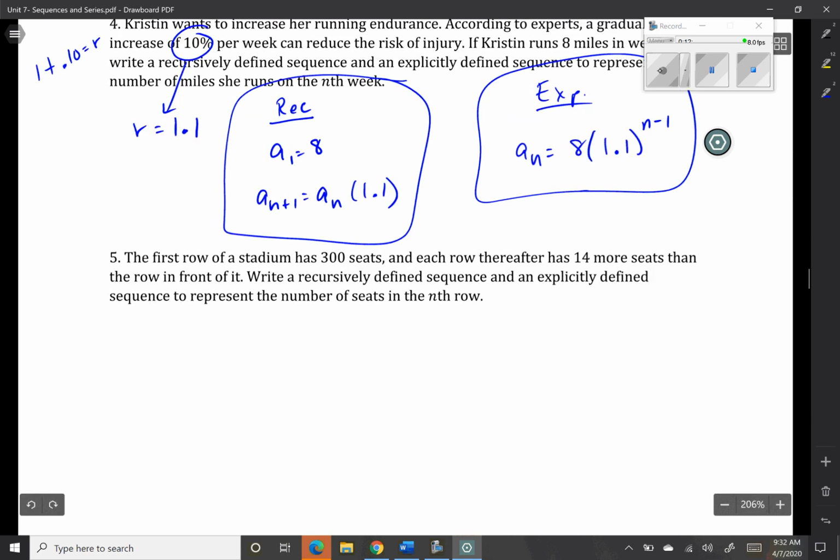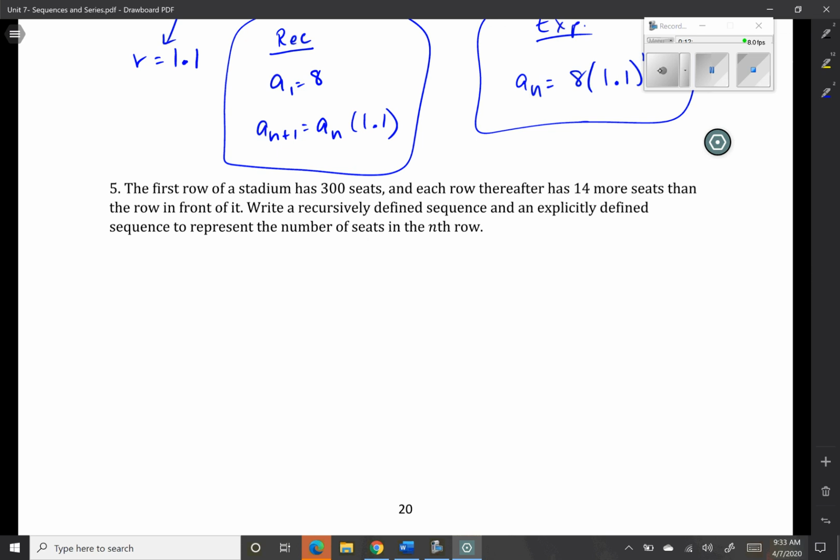Number 5 talks about a stadium. It tells us that a stadium has 300 seats, and each row thereafter has 14 more seats. So the first row is 300 seats. And then the second row would be 314 seats, and then the third row would be 328 seats, etc. So we can see that this is defining an arithmetic pattern or arithmetic sequence.